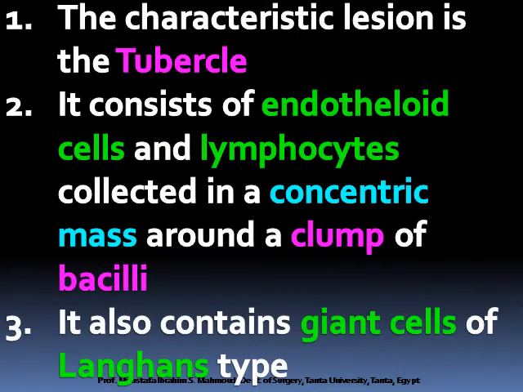Pathology: the characteristic lesion is the tubercle. It consists of endothelial cells and lymphocytes collected in a concentric mass around a clump of bacilli. It also contains giant cells of Langerhans type.